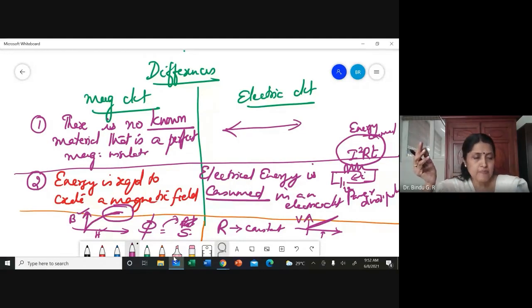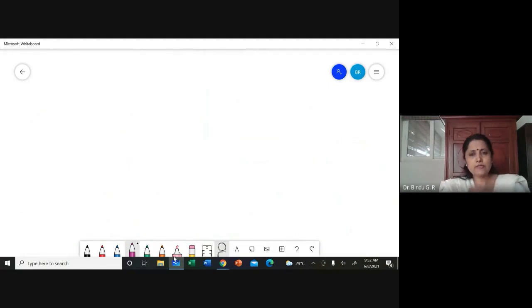in electric machines also. Maybe in course of time I will also let you know. Okay, so that is all regarding the comparison of electric circuits and magnetic circuits.